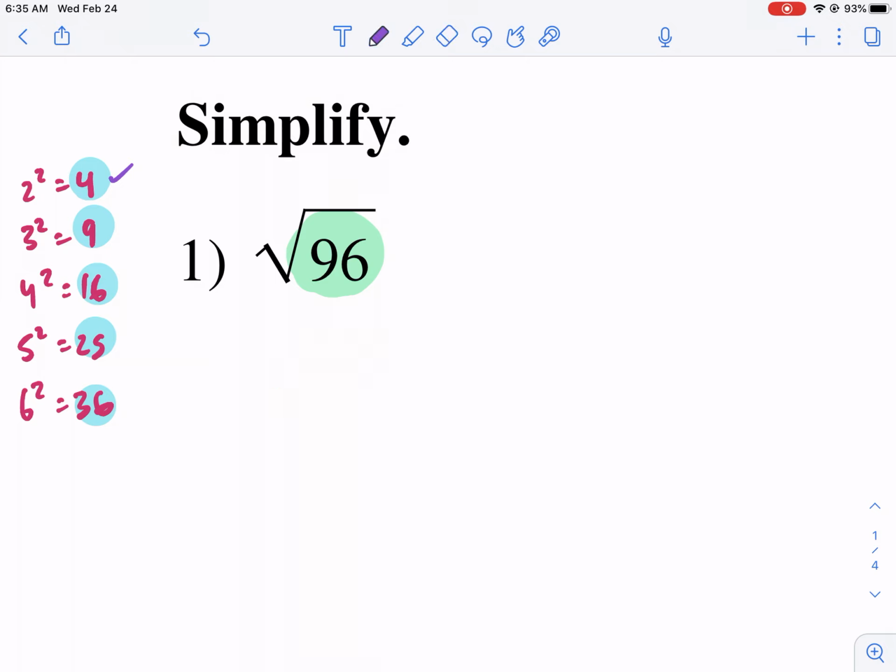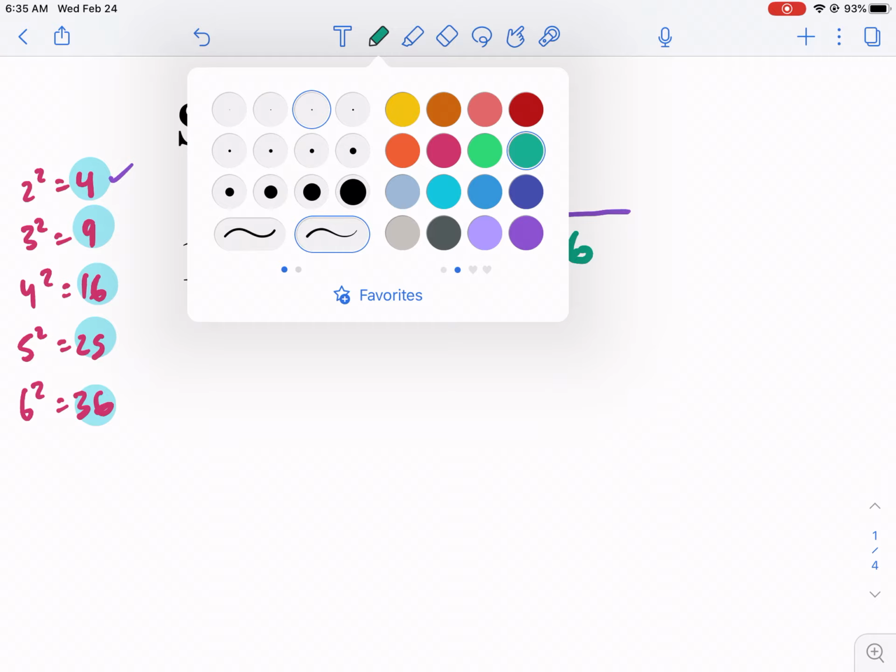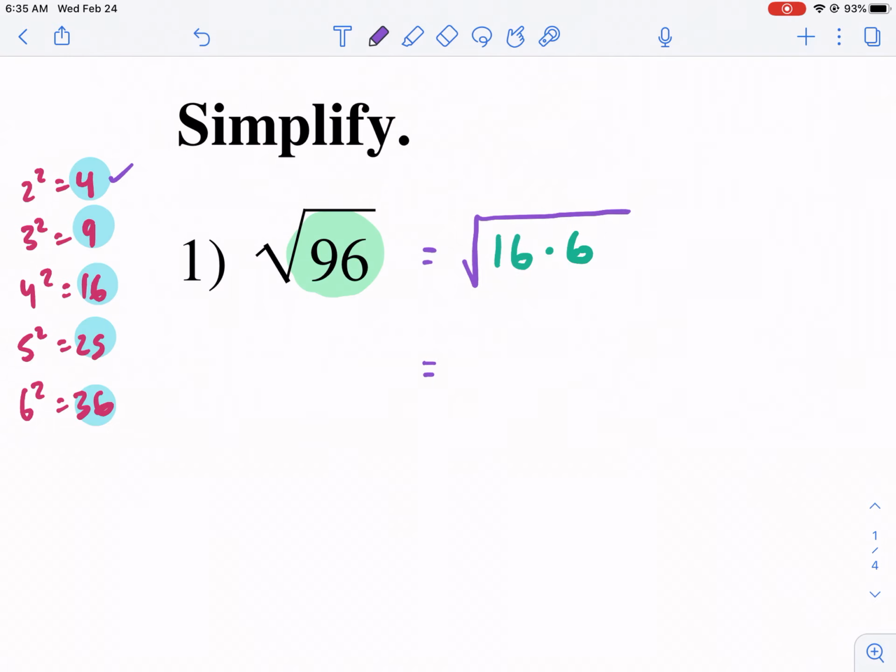So what I'm trying to say is we can rewrite this problem, square root of, and instead of saying 96, we can say this is the square root of 16 times 6. And you're going to see why I did that in just a second. Now, 16 times 6 equals 96. So we can rewrite this again as the square root of 16 times the square root of 6. Why would I do that? Well, because I know what the square root of 16 is. I know the square root of 16 is a perfect square, and I know that it's equal to 4.